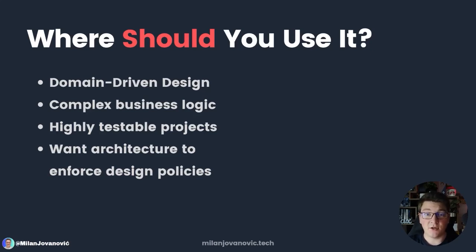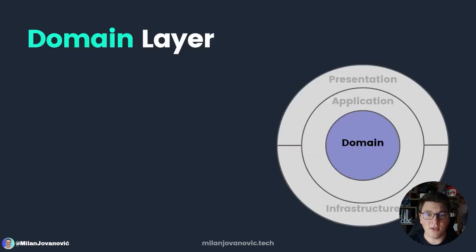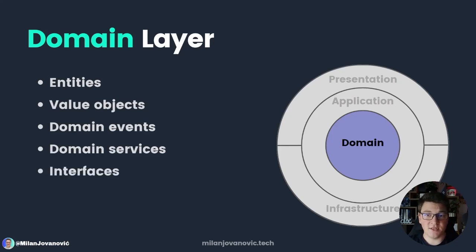Now that you understand the architectural and design principles of the clean architecture and also where you should be using it, it's time to take a better look at the specific layers of the clean architecture. The central part of the clean architecture is the domain layer, which should encompass your most important enterprise logic and business rules. Things that you will typically see inside of your domain layer are your entities, value objects, domain events, and domain services, interfaces for the various abstractions that might be necessary for the domain layer.